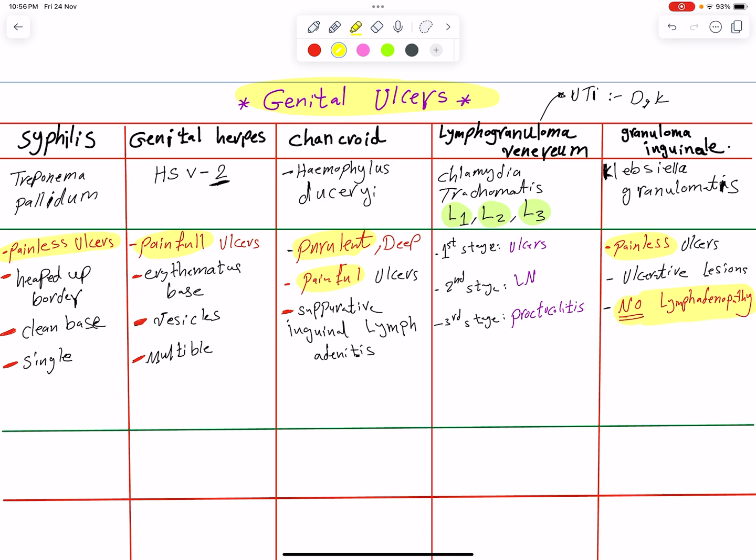2 main causes. It is either syphilis or granuloma inguinale. The question usually will put one of them, either syphilis or granuloma inguinale, which is painless ulcers. While genital herpes, chancroid, and lymphogranuloma are usually painful.